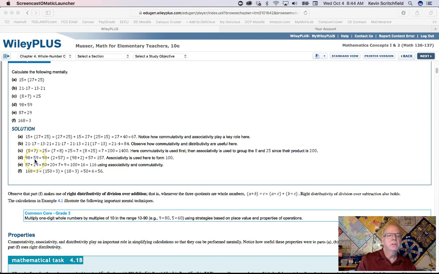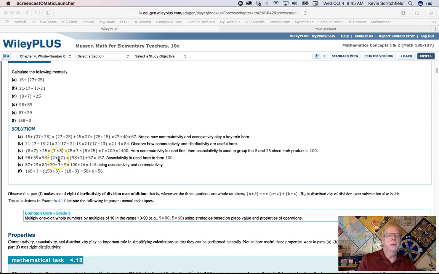But we're going to change that 59. Basically, the 98 is just 2 off of 100, right? And if it was 100, it would be a lot easier. So we need to change that to 100 by adding 2 to it. Well, if we add 2 to this number, we got to subtract 2 from this number in order to keep everything balanced. And so that's exactly what they're doing here.